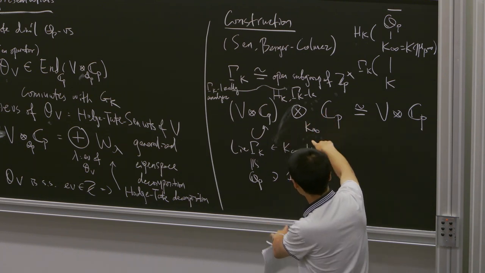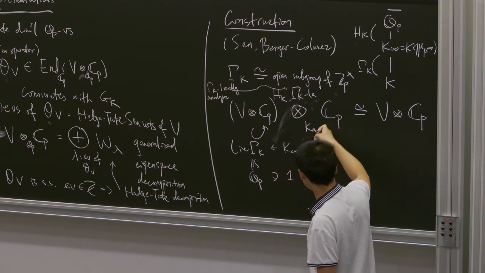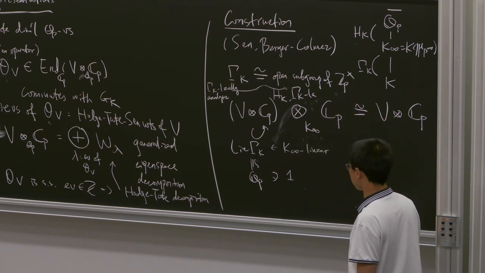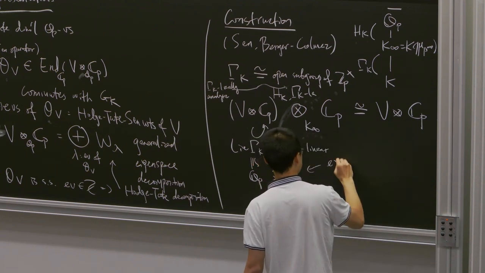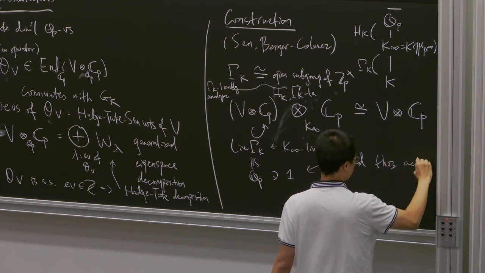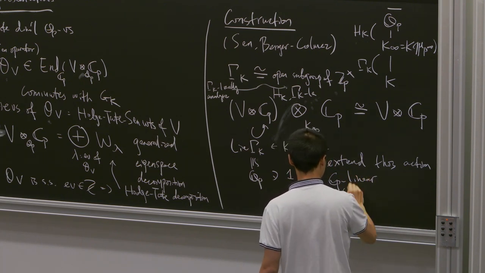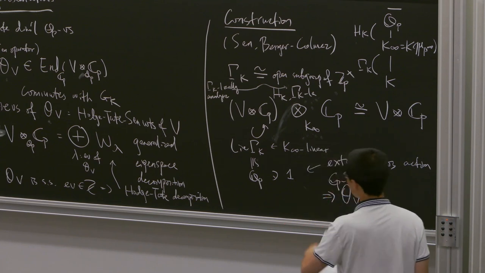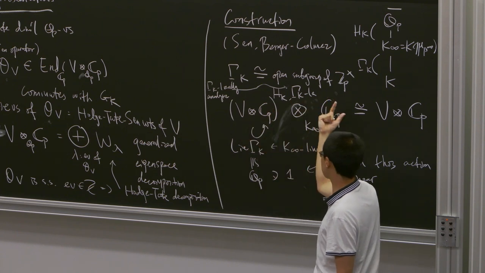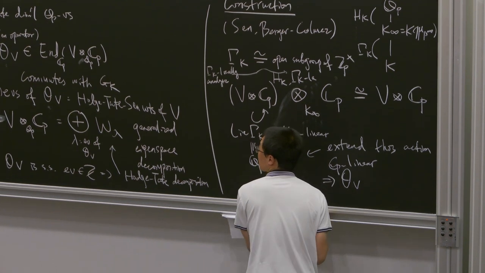So you can extend the action of this element 1 in a C_p linear way, and get a C_p linear endomorphism here. So we extend this action C_p linear, and we get just the same operator theta_V. So essentially, you first define the same operator on this subspace, and then you just extend it to C_p linear. Okay, so this is a classical picture.